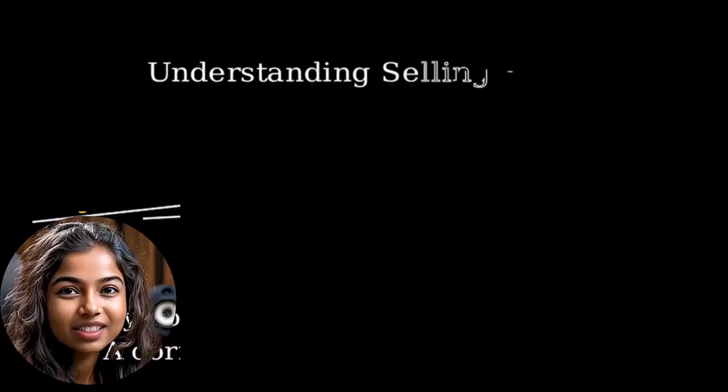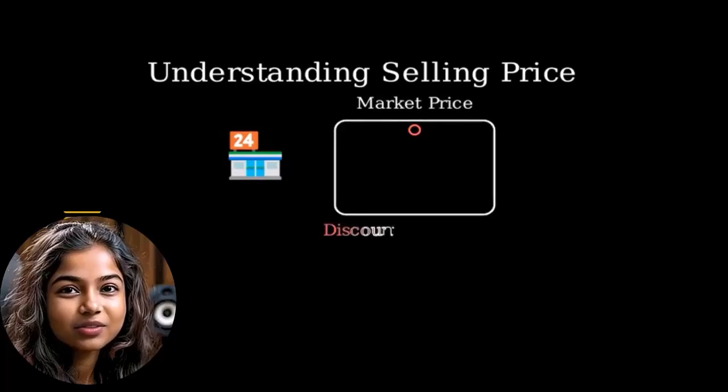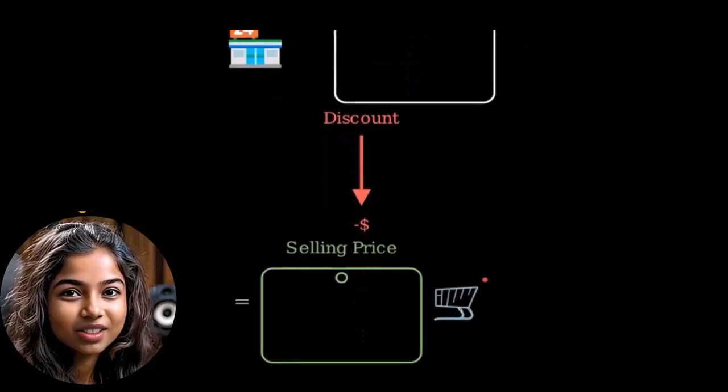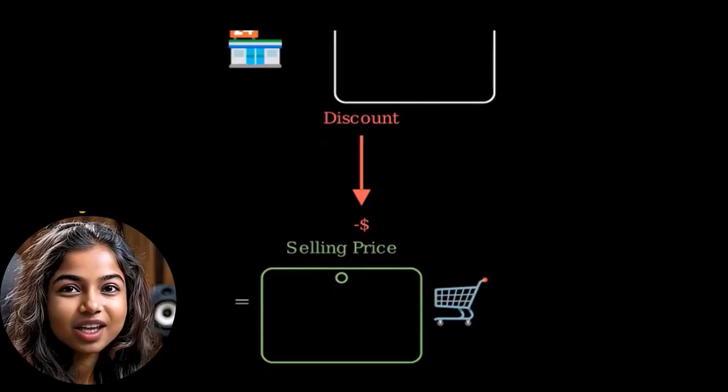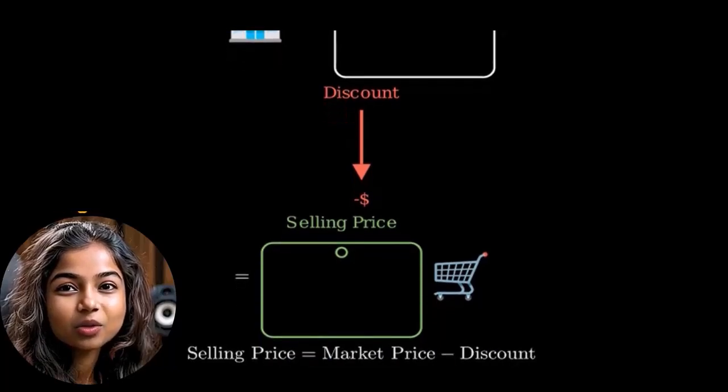Let's learn about selling price and how it relates to market price and discount. The market price is the original price of an item before any discounts are applied. A discount is a reduction in the price, usually to attract customers or clear inventory. The selling price is the final price that customers actually pay after the discount has been subtracted from the market price. The relationship between these components can be expressed in a simple formula. Selling price equals market price minus discount.